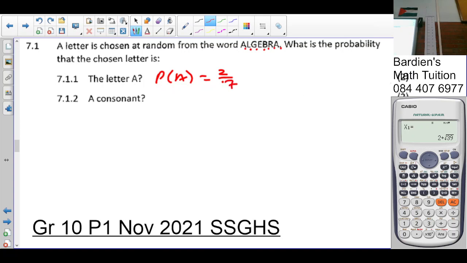2 out of 7. Then a consonant. A consonant is something that's not a vowel. The vowels are A, E, I, O, U. So I can't consider the A. So L is a consonant, so there's 1. G, 2. Not E, but B, 3. And R, 4. So there's 4 consonants. There will be 4 over 7.